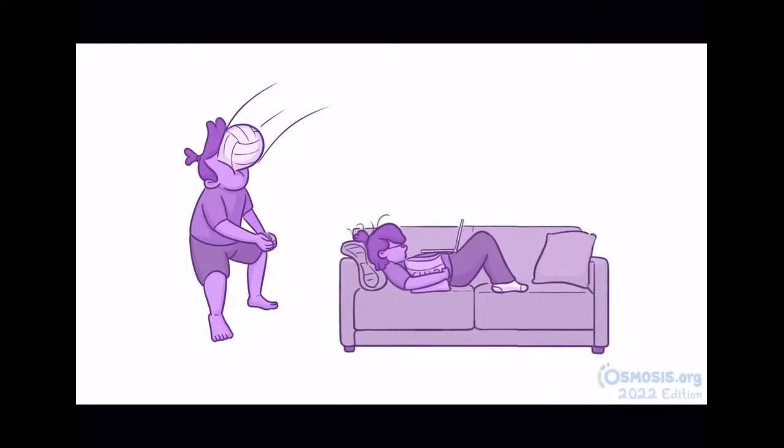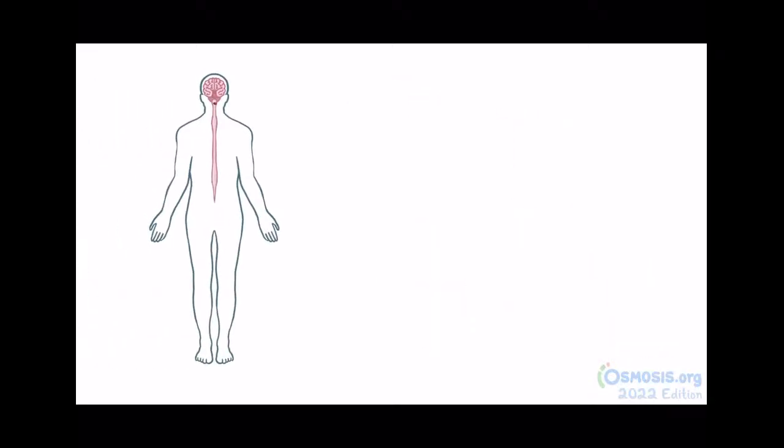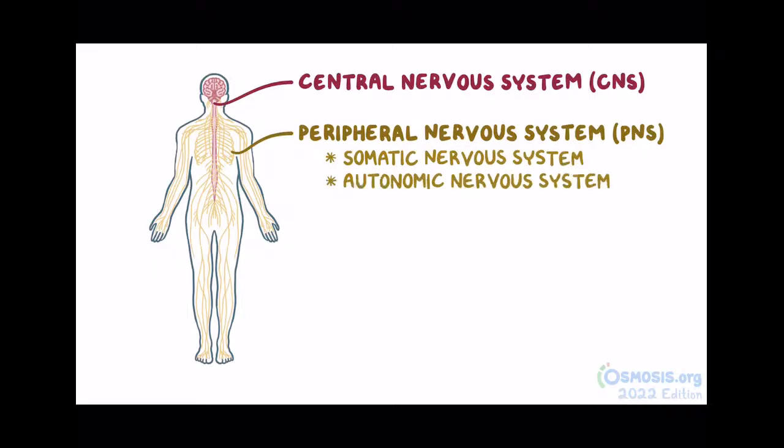Whether you're playing volleyball with friends or just watching TV, your nervous system is always operating, making sure that the right organs function at the right time. The nervous system is structurally divided into 2 regions, called the central nervous system, or CNS, and the peripheral nervous system, or PNS. The peripheral nervous system can be further subdivided functionally into the somatic nervous system and the autonomic nervous system.